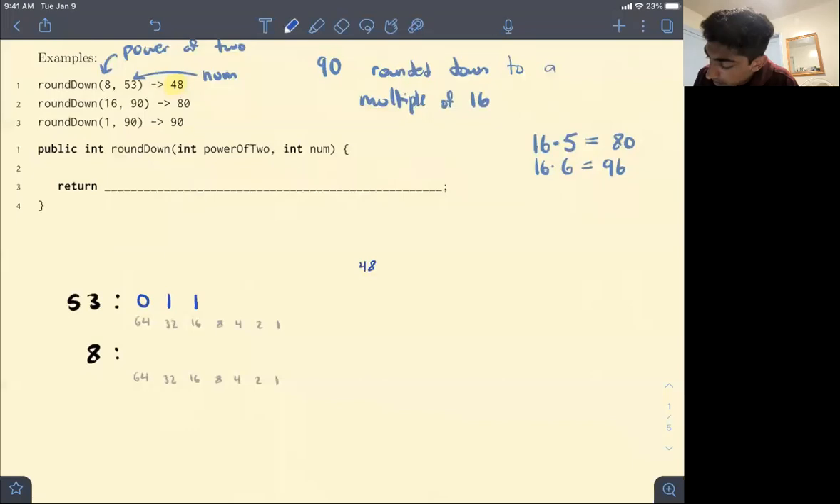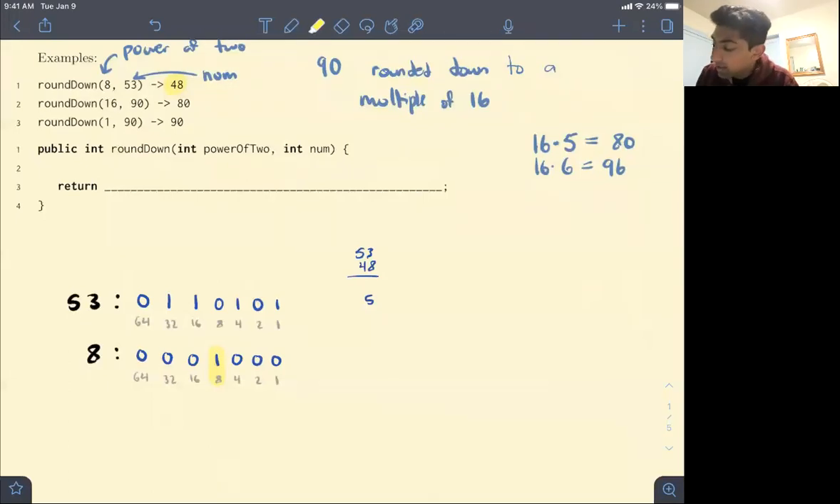And then we can skip. So it means that we have 5 left to account for. So we could do 0, 1, 0, 1. So that's the binary representation of 53. If we're looking at 8, we'll notice that 8 just has a 1 at the 8th bit spot, right?